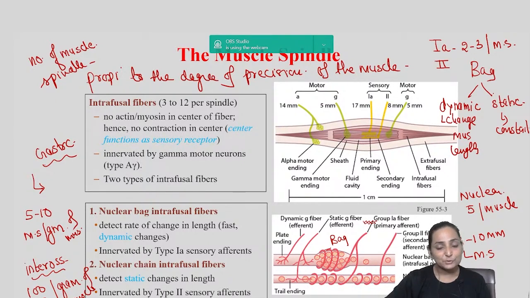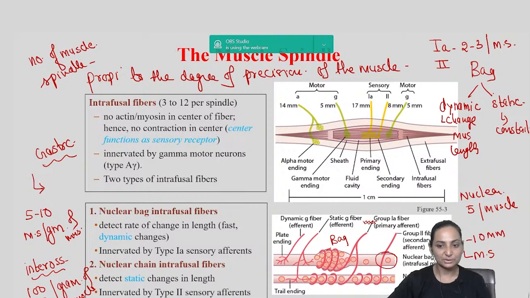Whereas the type 2 fibers, the secondary afferents, are going to supply the nuclear chain fibers and only the peripheral portion of nuclear bag fibers. So again I repeat, 1A is supplying both the nuclear bag fibers and the nuclear chain fibers, at the equatorial or the central region.